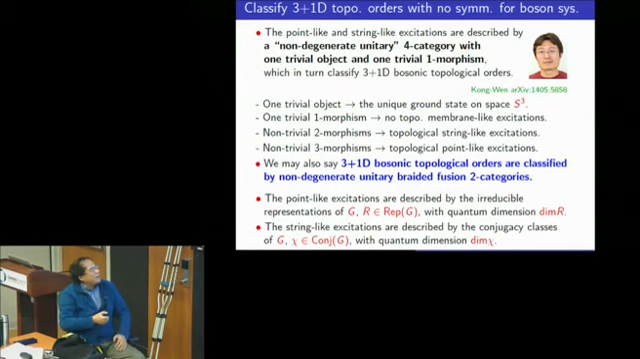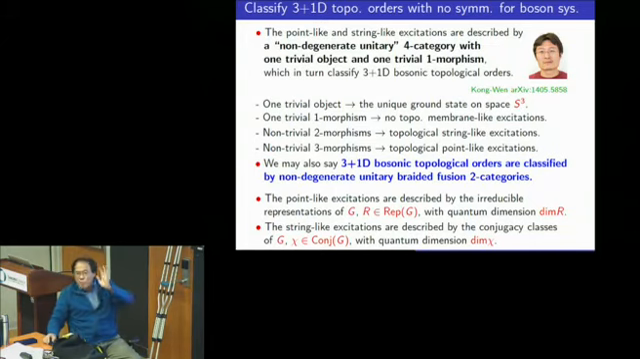In category theory, you have an object and a morphism, etc. In physics, it's pretty simple. These four categories have only one trivial object and one trivial one-morphism, but they have other non-trivial two-morphisms and three-morphisms. So what is that? In physics, one object means unique ground state on the sphere. That's very simple. And there's only one trivial one-morphism. Basically, there's no non-trivial one-morphism, which means there's no domain wall excitation. So the only excitations are string-like. There's no membrane-like excitation.